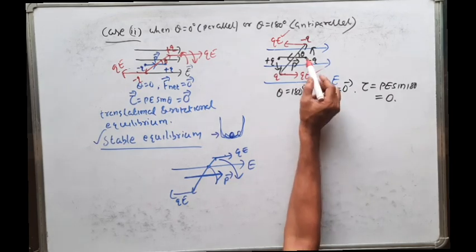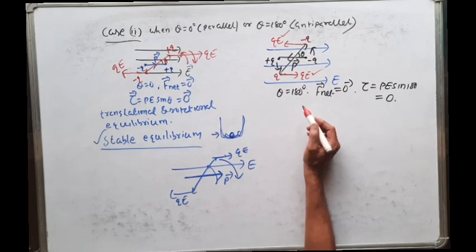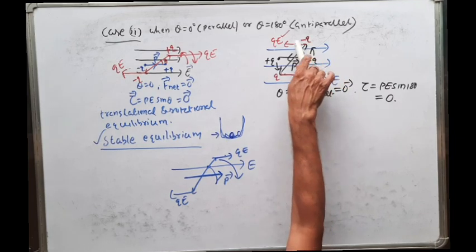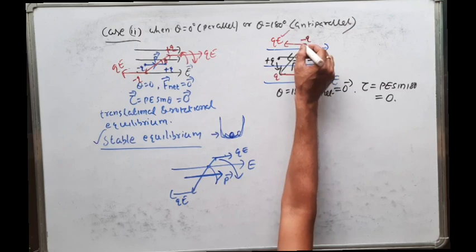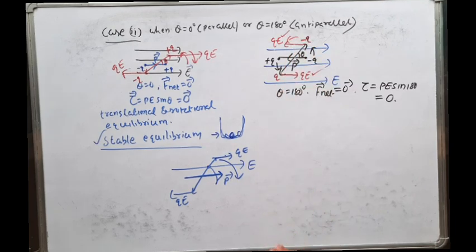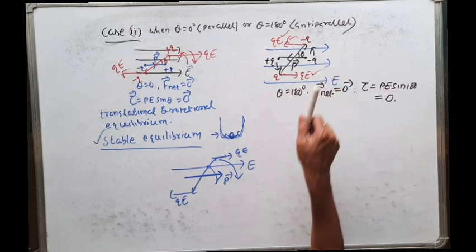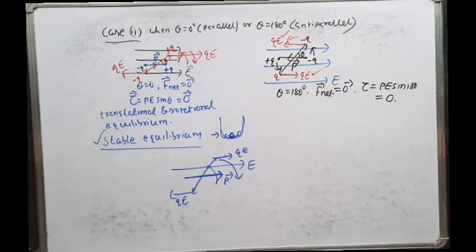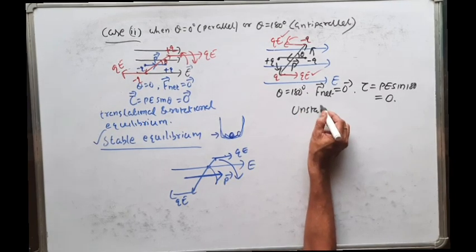We have already rotated this dipole in anti-clockwise direction. Now after rotation a torque will be developed. That torque will again rotate this dipole in the same direction. That means this dipole will never come back to its original position. So that's why it is called unstable equilibrium.